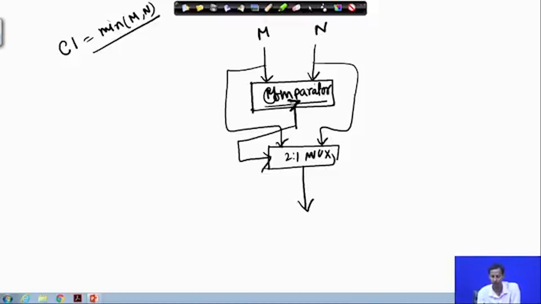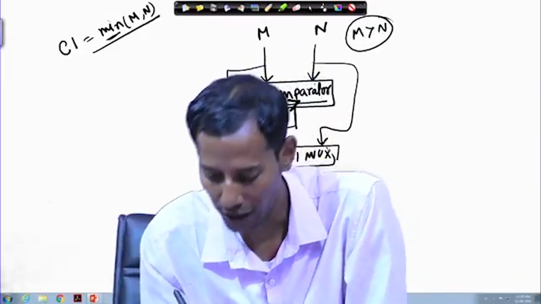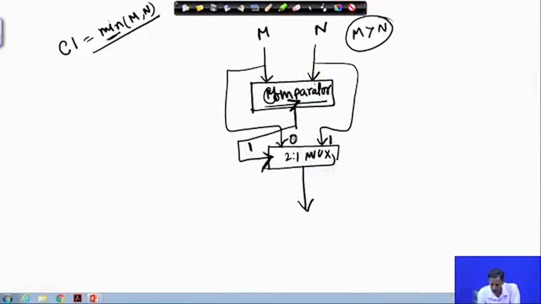If I find that m is greater than n, then this will be 1, and at that time the multiplexer has to choose the n value. If this logic is true, m is greater than n, and obviously I need to find the minimum of m and n. Since m is greater than n, the minimum one is n. So, at this point this is 1, this is 0.